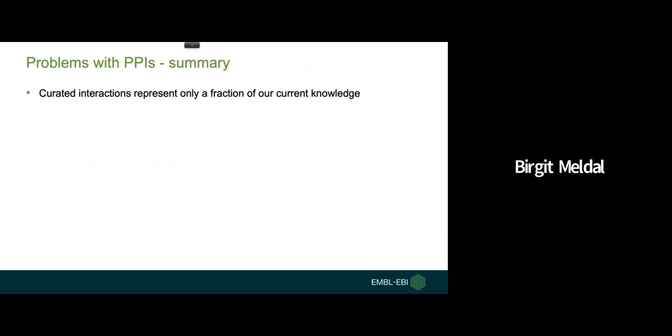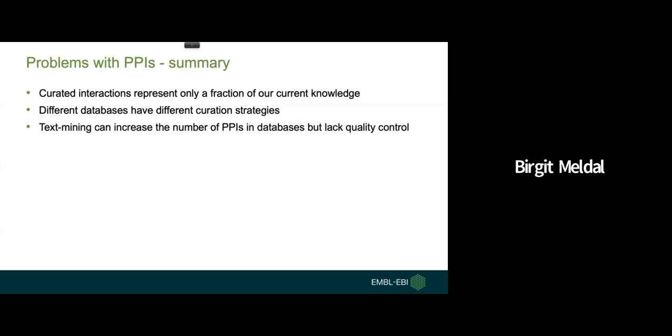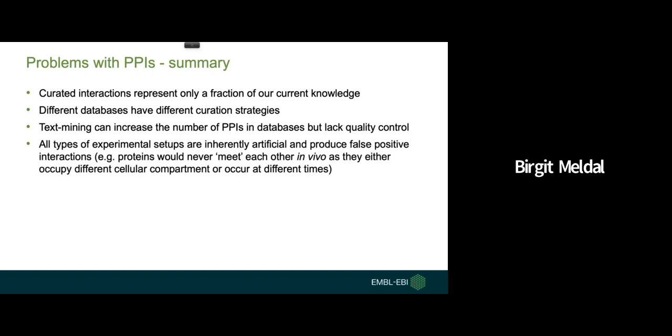So in summary, curated interactions in a database only represent a fraction of the published knowledge, and even less so compared to everything we don't know yet. Different databases have different curation strategies and depths. Text mining can actually increase the number of PPIs in a database, but you're lacking that quality control of manual curation and checking process that I explained earlier.